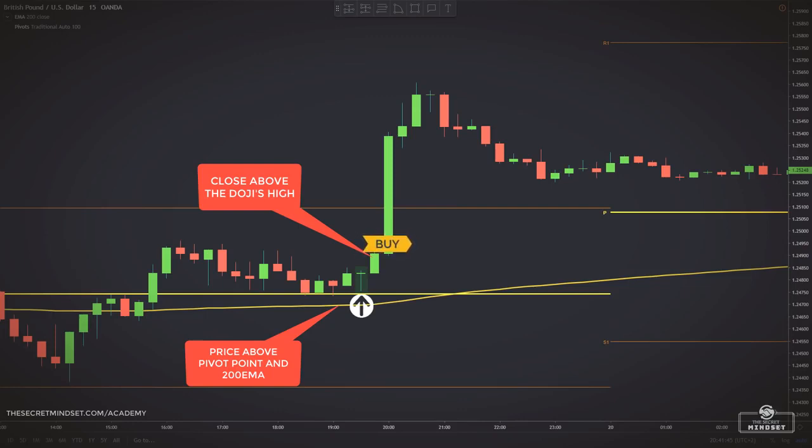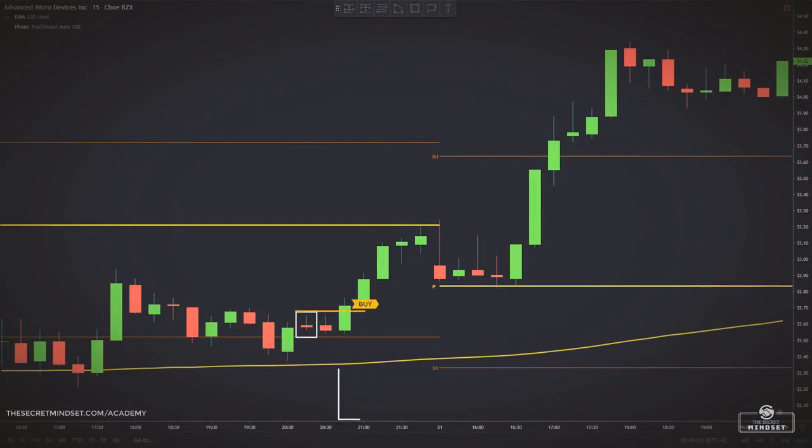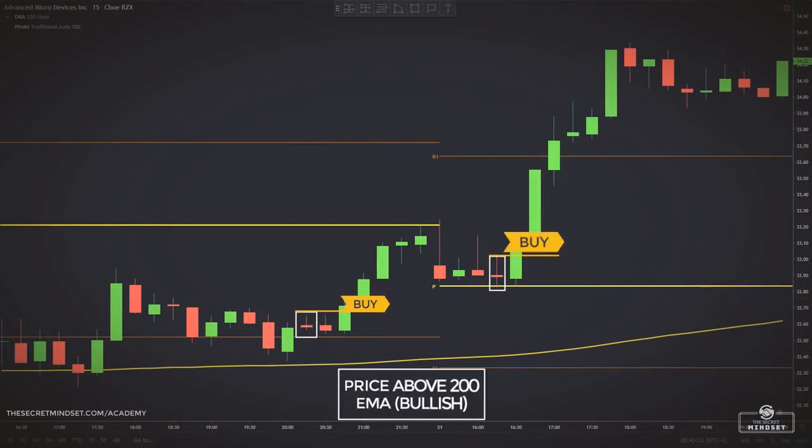To summarize, when you identify a doji at or near the pivot level, wait for the confirmation of the next candles to close above the doji's high. Here are other examples of trades using doji patterns around pivot levels.